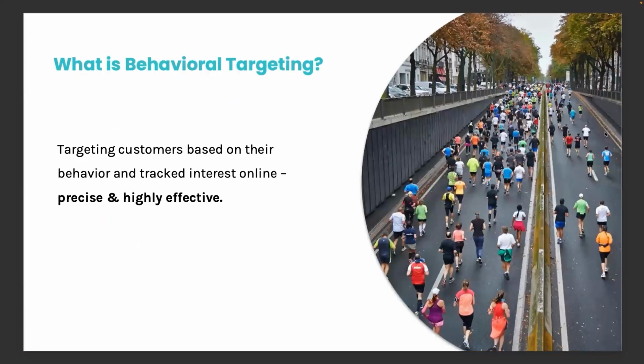So what is behavioral targeting? Behavioral targeting is targeting consumers based on their behavior and tracked interests online. This is precise and highly effective. And so what does that mean? Well, you guys are all probably familiar with the term cookie-based targeting or cookies. So we're looking at people's browsing history to see the type of things that they're interested in so that we can serve them relevant ads moving forward.